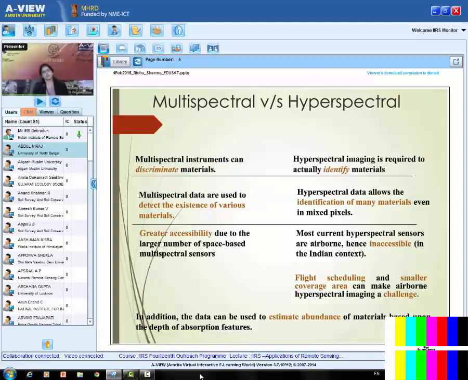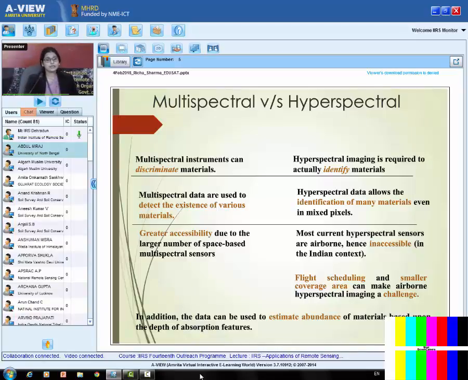Now, if we look into the differences between multispectral and hyperspectral images, with the help of a multispectral instrument we can discriminate the minerals, whereas with hyperspectral data we are able to actually identify the mineral, which is one level above discrimination. With multispectral data we can detect the existence of various materials, and with hyperspectral we can identify them, so the identification of the material is possible.